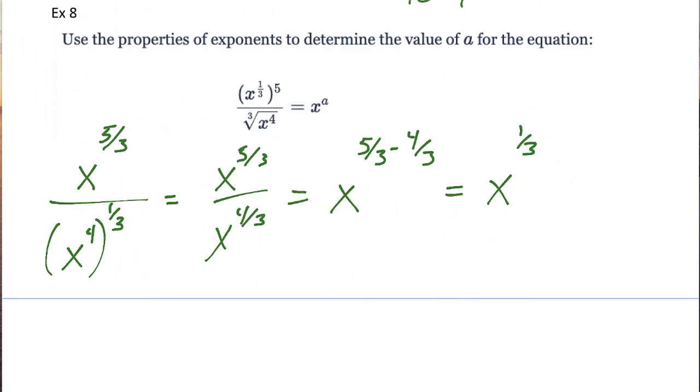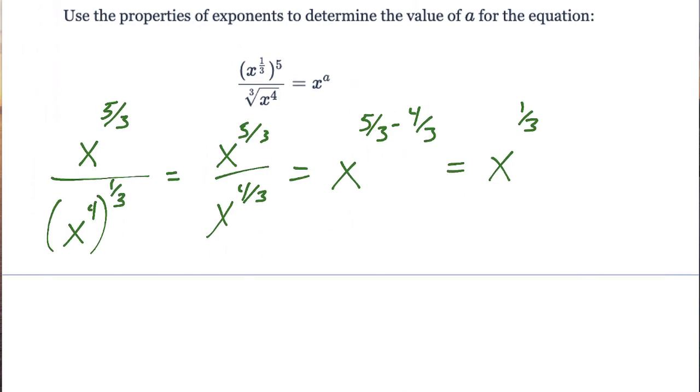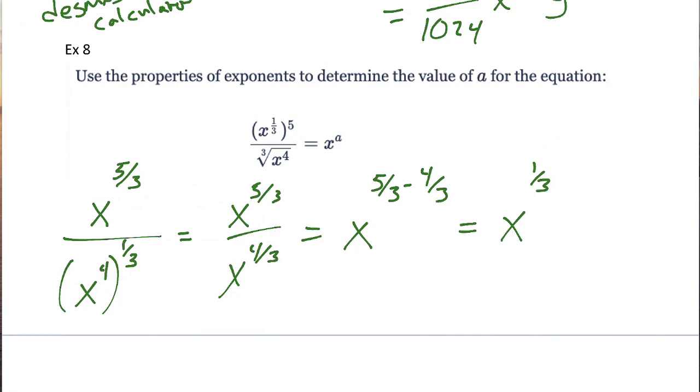Just using the rules. So that's why I've had you write them down for the 3rd day in a row. And that's the last example. So hopefully that makes some sense.